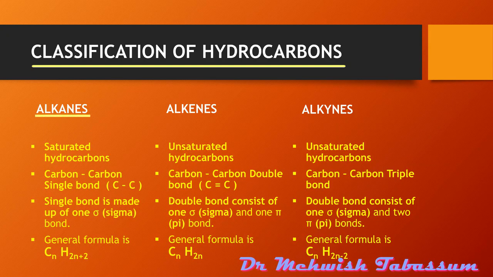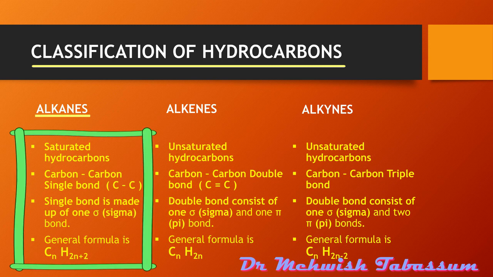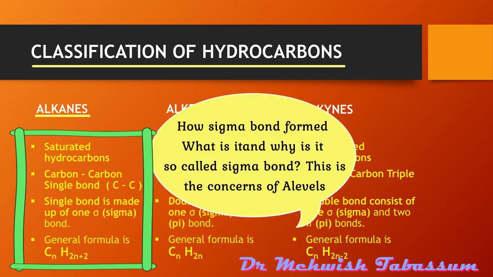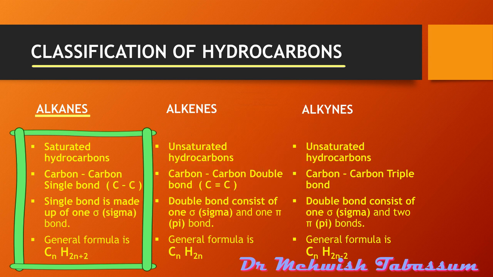First of all, alkanes. Alkanes are saturated hydrocarbons. Why are they saturated? Because they have carbon to carbon single bond. Single bond is made up of sigma bond. So for the sake of time being and for O-levels, you only have to learn that single bond is a sigma bond. How sigma bond is formed, what is it, why it is so called as sigma bond, this is the concern of A levels, not O levels, right?